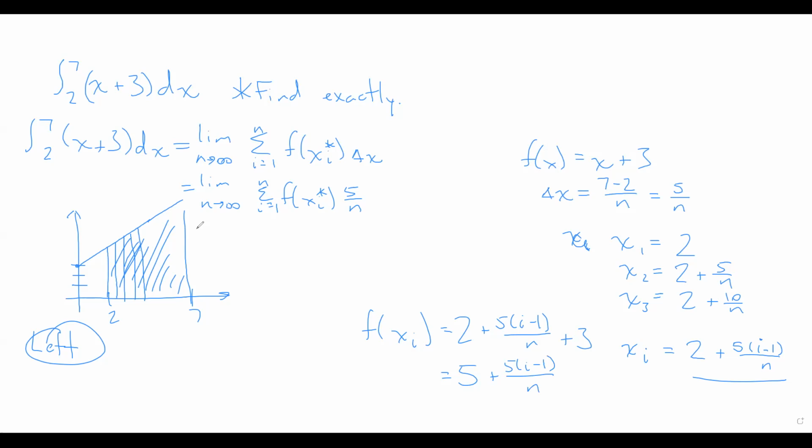So now I think we have the full Riemann sum that I think we're ready to deal with. And it's going to be gross, but that's okay. 5 plus 5 times i minus 1 all over n times 5 over n. You okay with that?